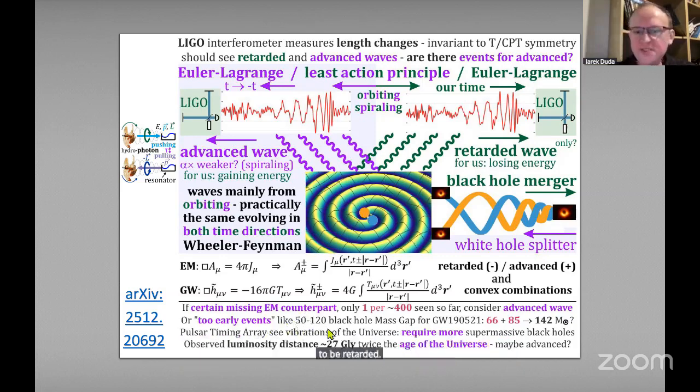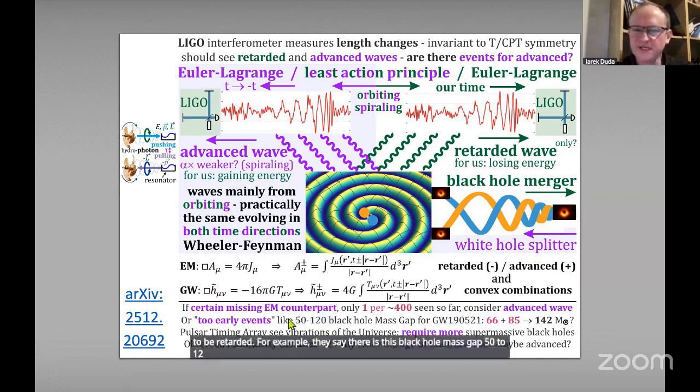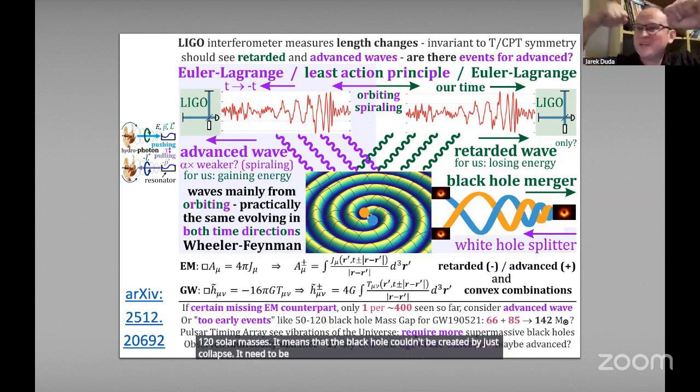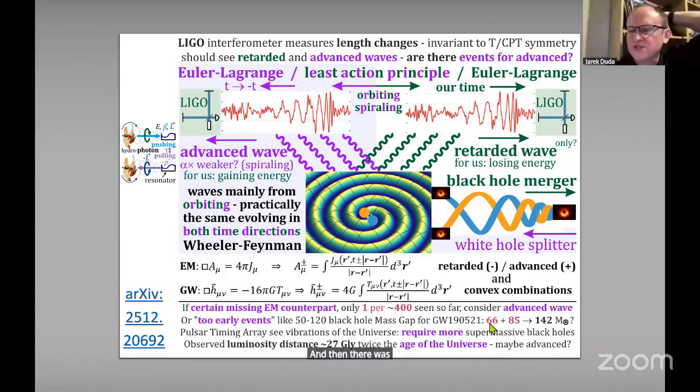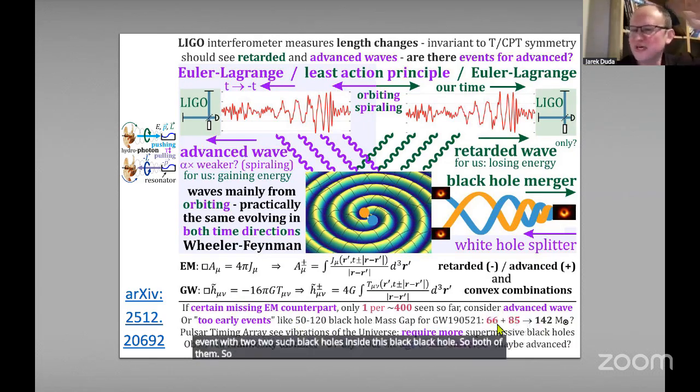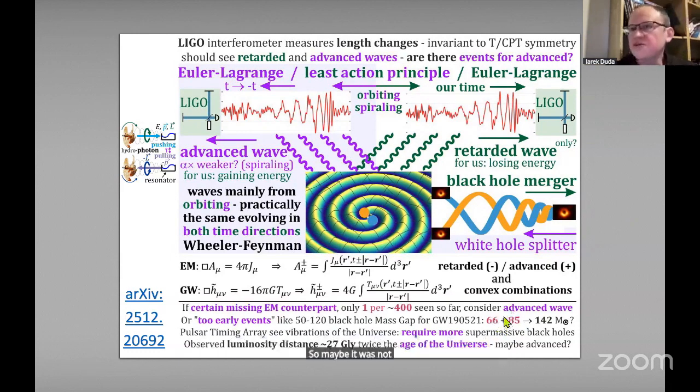For example, they say there is this black hole mass gap, 50 to 120 solar masses. It means that a black hole couldn't be created by just collapse. It needs to be a merger. So a merger needs much more time. They need to form first, then meet again. And it turns out that there was an event with two such black holes inside this mass gap. So both of them. This is extremely unlikely, and it was extremely long time ago. So maybe it was not a retarded event, but an advanced one, giving it much more time.